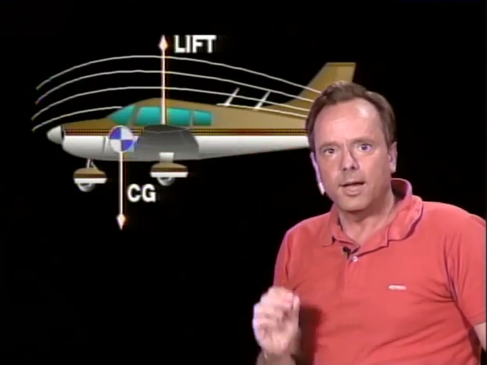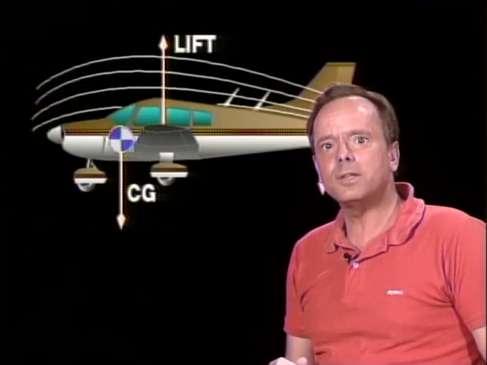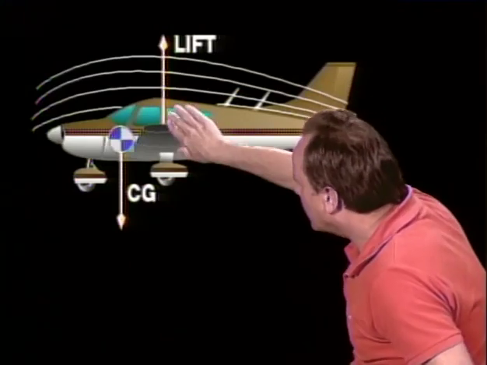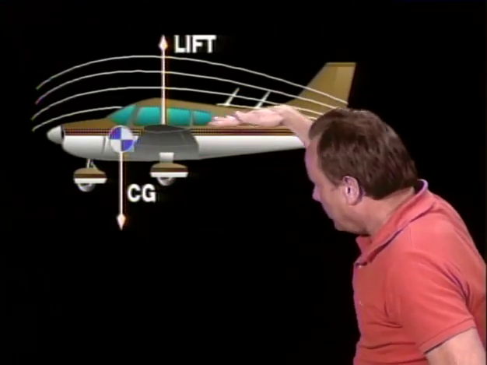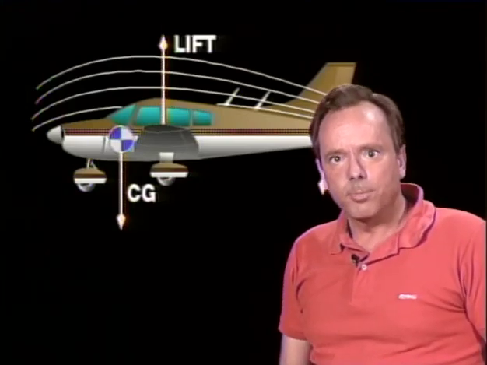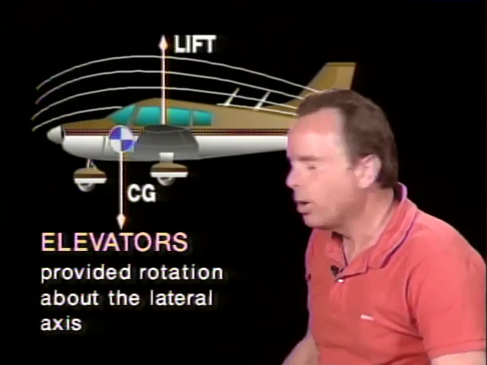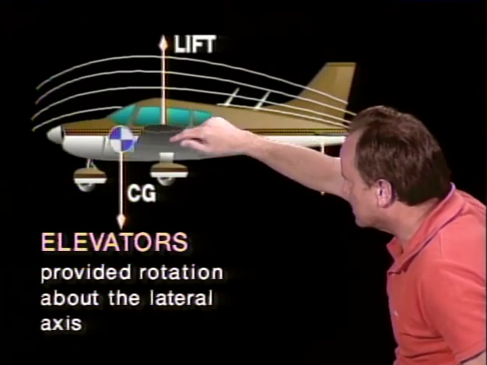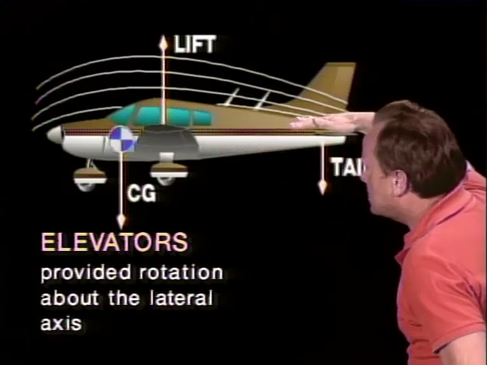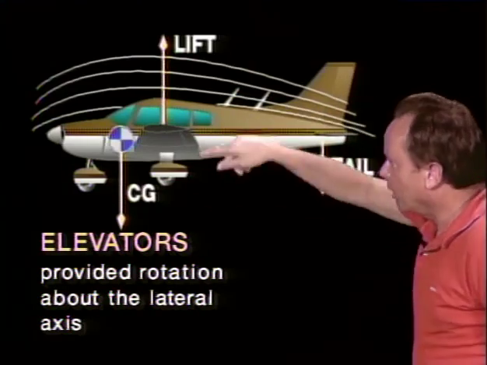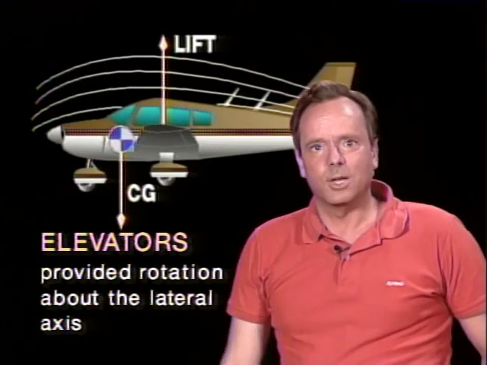Now the way they put this on the test is an airplane's center of lift is usually located aft of the center of gravity so that the aircraft will have a nose heavy tendency, and they want you to know that. Now, the elevators of a conventional airplane are used to provide rotation about the lateral axis. The lateral axis is the line drawn from wingtip to wingtip, and it's the elevators that provide rotation about the lateral axis, and they want you to know that.